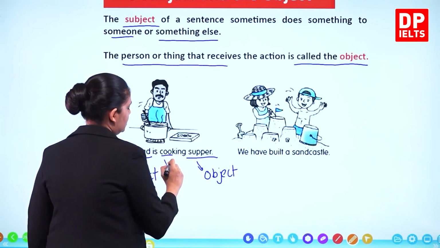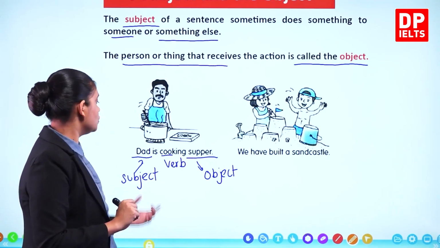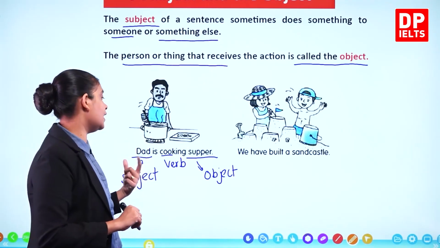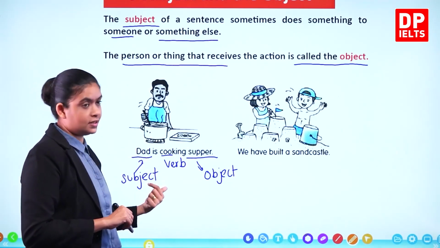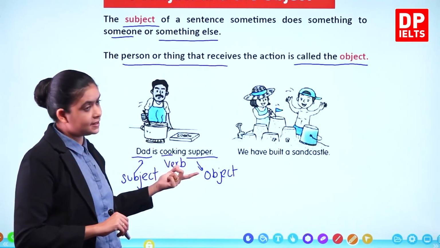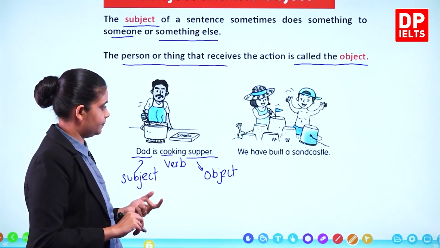So therefore this we call it the verb. Okay. So Dad is cooking supper. Who is doing the action? Dad. What is he doing? Cooking. Right? What is he cooking? Supper. So that is the object.